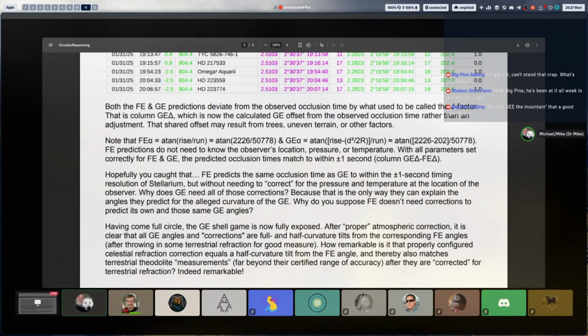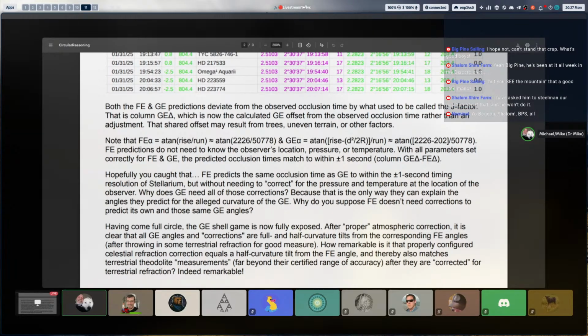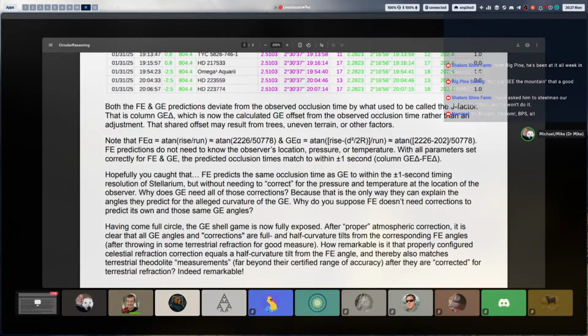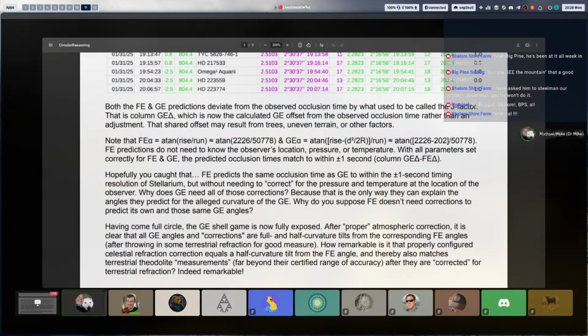So I'm hoping you caught what that was saying, that the flat Earth predicts the same occlusion time as globe Earth to within the plus or minus 1 second timing resolution of Stellarium, but flat Earth doesn't need to correct for the pressure and temperature at the location of the observer. So I ask you some rhetorical questions here. Why does globe Earth need all of those corrections? That was not really rhetorical, because I tell you that's the only way they can explain the angles they predict for the alleged curvature of the globe Earth.